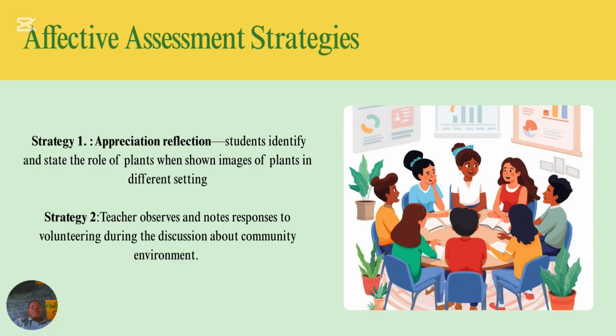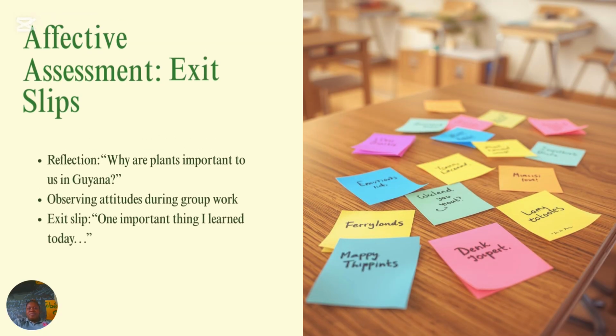Therefore, we decided on two strategies. One, an appreciation reflection: students identify and state the role of plants within our environment when shown different images of plants in different settings. Strategy 2, I myself observe and take notes on the students' responses about the plants within our community environment.